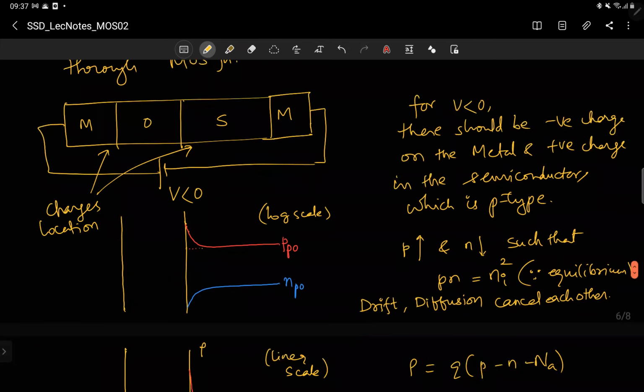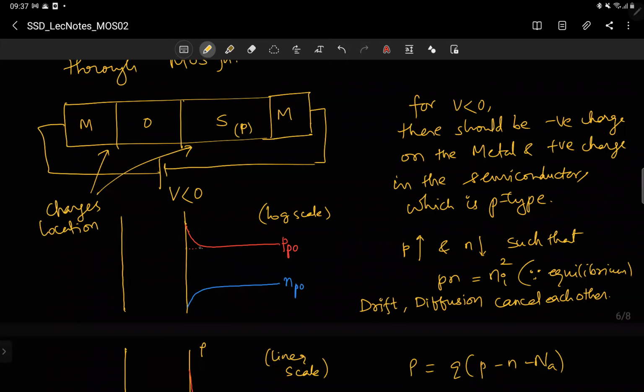So positive charge in the semiconductor, how does it come? This is a p-type semiconductor. Positive charge can come from holes only, because electrons are negative charge, and p-type means the dopant concentration is the acceptor concentration, which is Na minus. So positive charge can only come from holes. So the hole concentration has to increase near the surface. That is the only way you can have positive charge here.